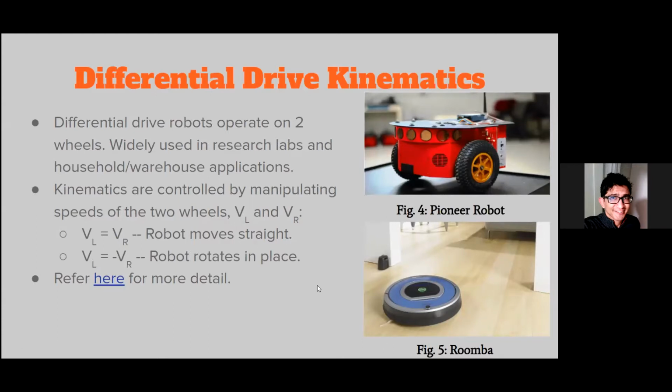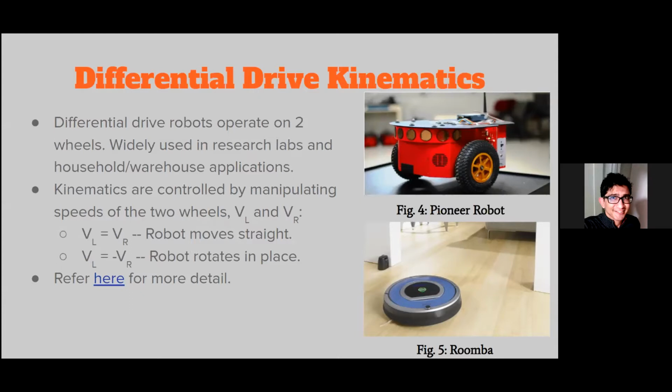So your Roomba, your vacuum cleaning robot, is an example, as are research labs and warehouse applications like Amazon Robotics. This is the simplest type of robot, and the activity of this lesson will ensure that you can move your robot using some basic kinematics.